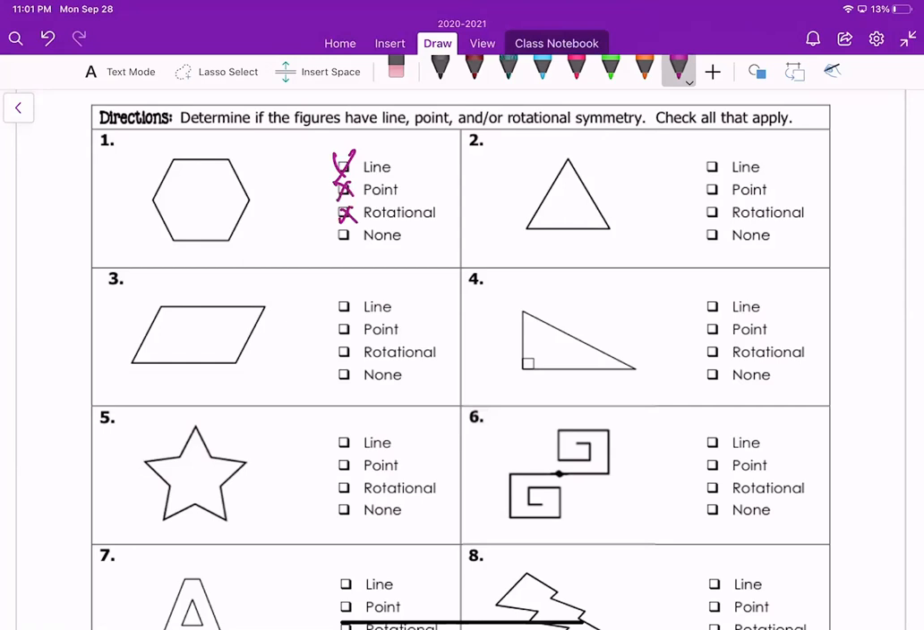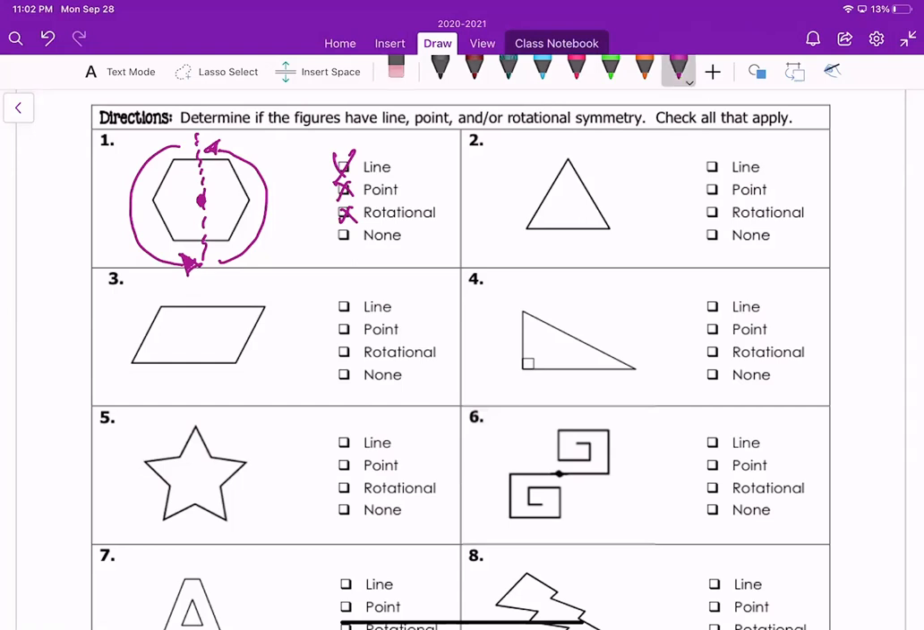Now, I'll give you a few examples. That's my line symmetry. Now, my point symmetry: if I rotate this 180, it is still the same. And then my rotational, if I keep going, it's still the same. Now, that is how you do that one. And I'll just list them out so you can have them for your notes.